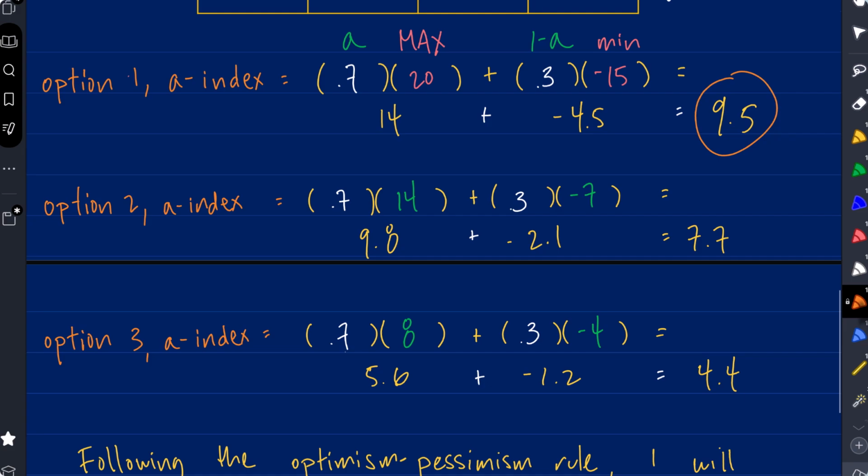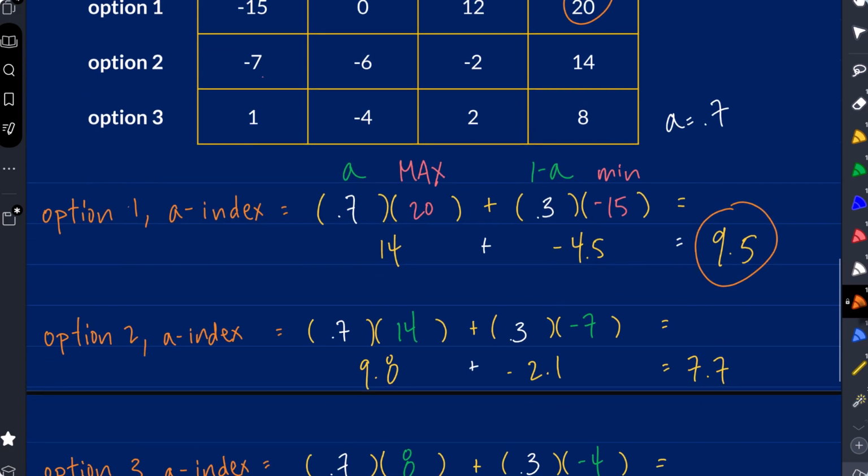Okay, now the highest A value is 9.5 for option 1. So if A is 0.7 for this decision problem, then we would choose option 1.